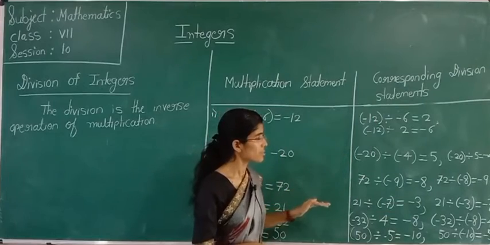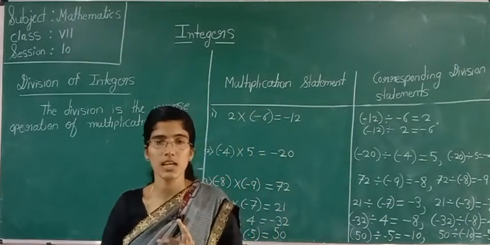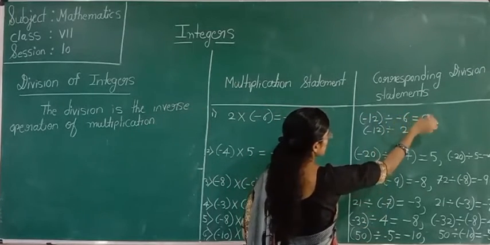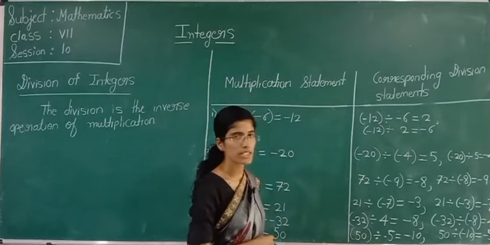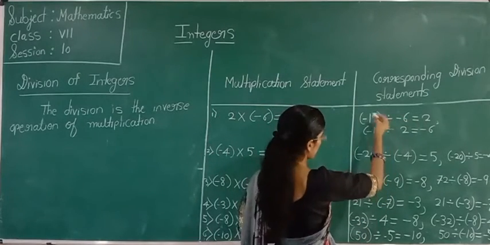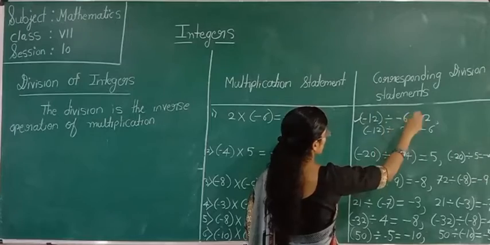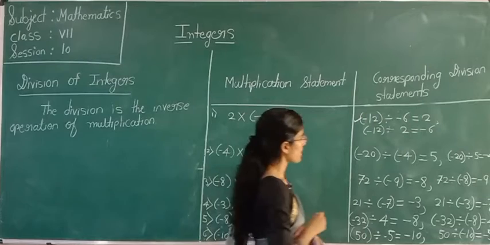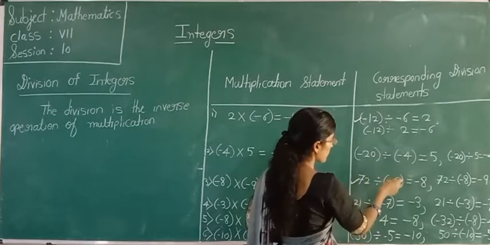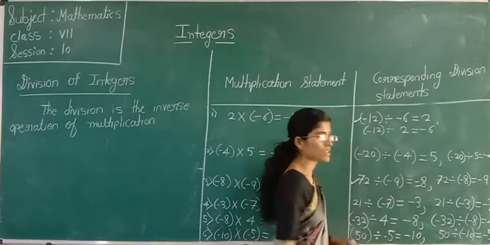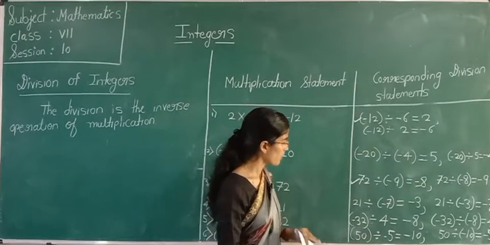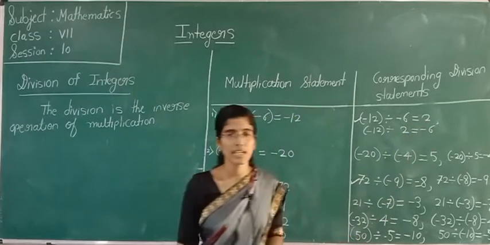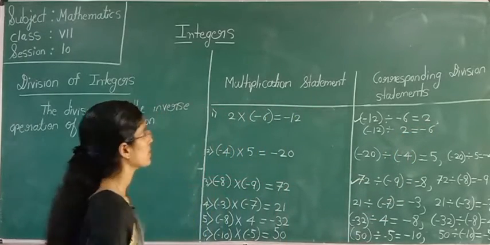From this table we can observe three things. When we divide a negative integer by a negative integer, we are getting a positive integer, right? And when we divide a positive integer by a negative integer, we are getting a negative integer. When we divide a negative integer by a positive integer, we are getting a negative integer.